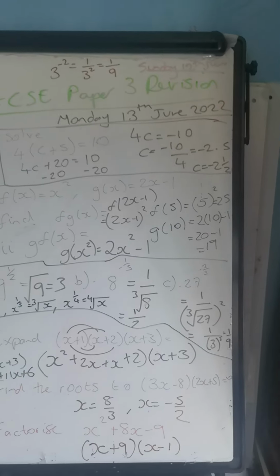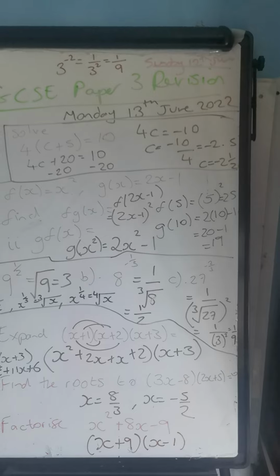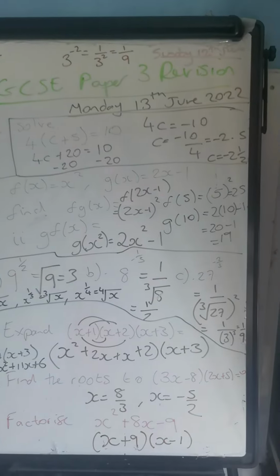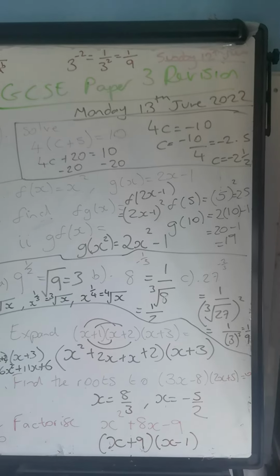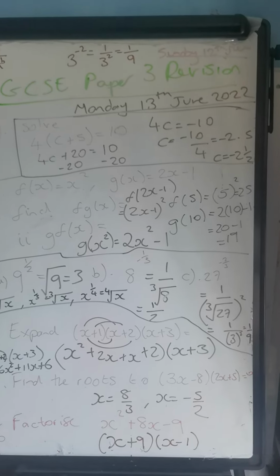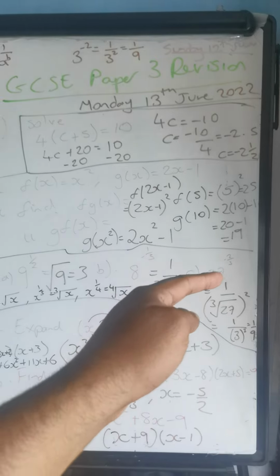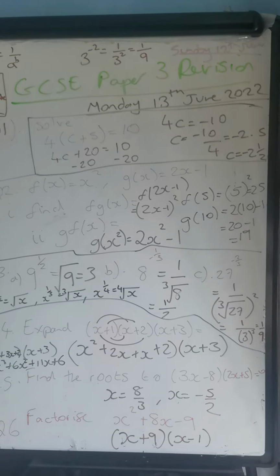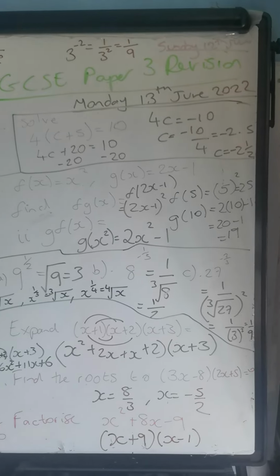The next question is a slightly nastier, trickier one. 27 to the power of minus 2/3. Well, the minus flips it, so it's 1 over 27 to the power of 2/3, 1 over the cube root of 27, so the denominator is the root that I take, so 1 over the cube root of 27, and then I square my answer.